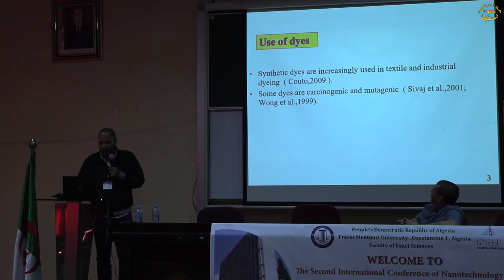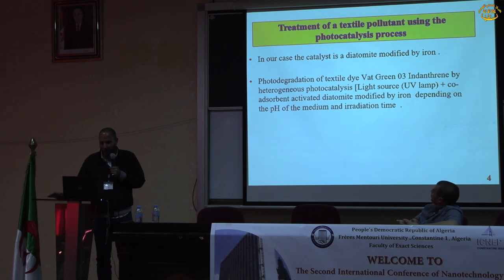Use of dyes. Synthetic dyes are increasingly used in textile and industrial dyeing. Some dyes are carcinogenic and mutagenic. The application is photocatalytic. In our case, the catalyst is diatomite modified by iron.